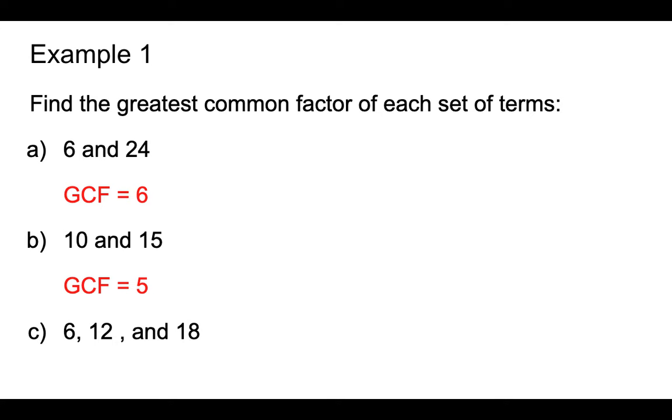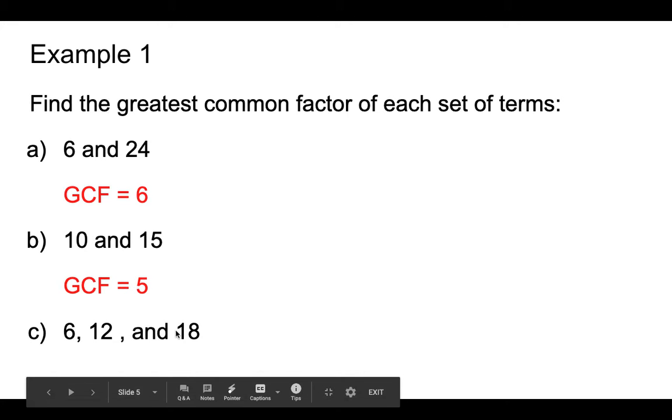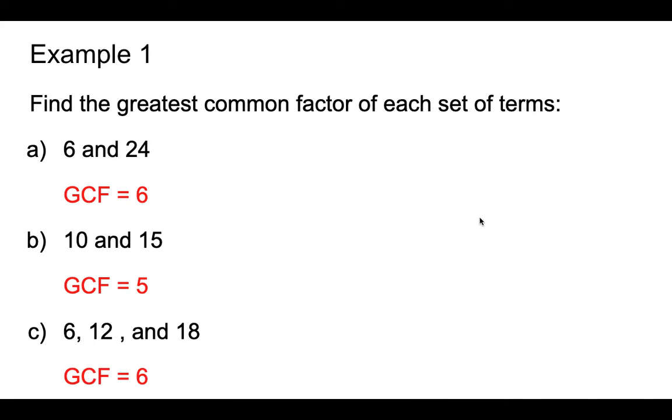If we have three numbers, you still have to look at what's a number that can go into all three numbers and what is the biggest number that can. I always like to use the smallest number of the group to see if it can go into all of them. Here, 6 can go into itself, it can also go into 12, and it can also go into 18. Anything bigger than 6 can't work because it has to be able to divide into 6 equally. So the greatest common factor is 6 there.